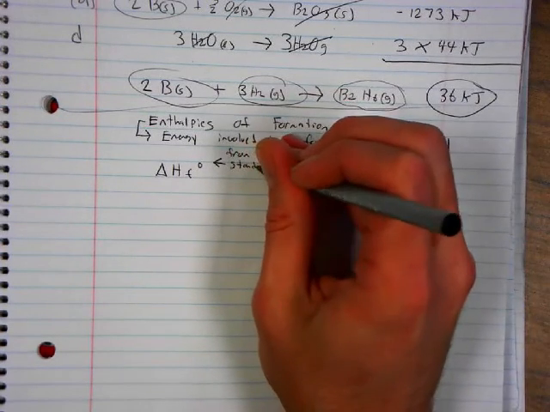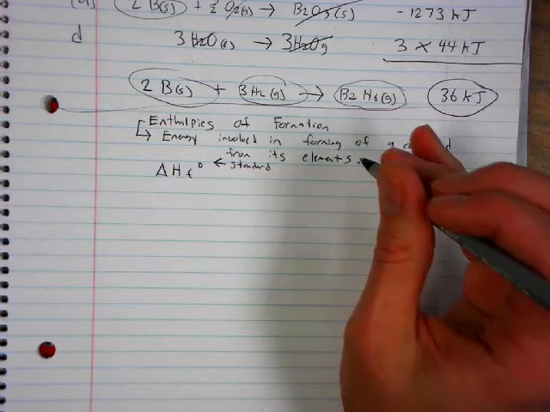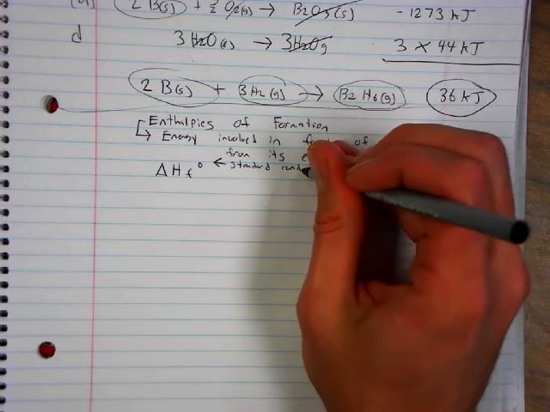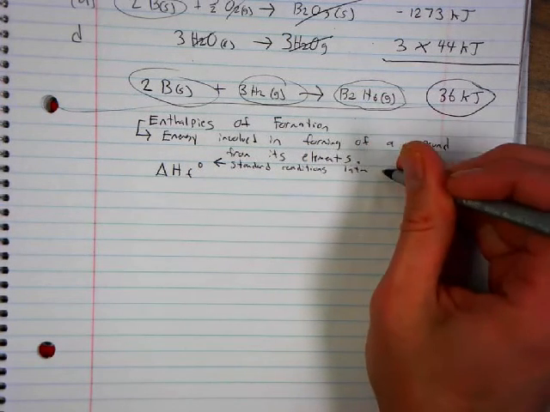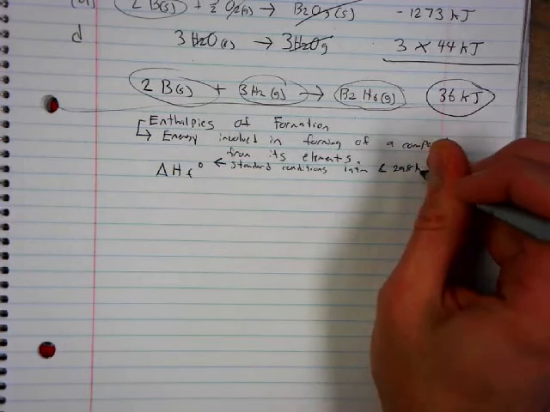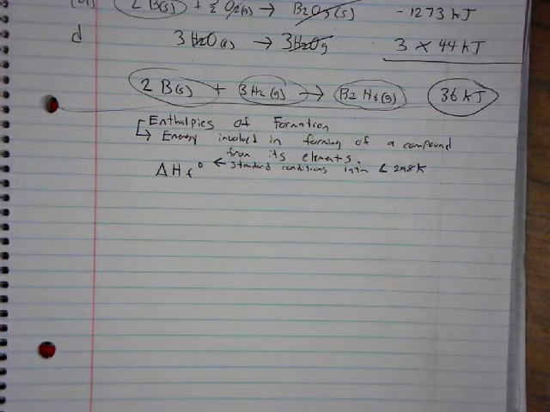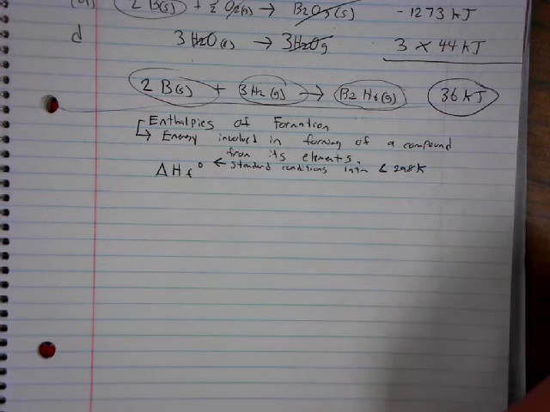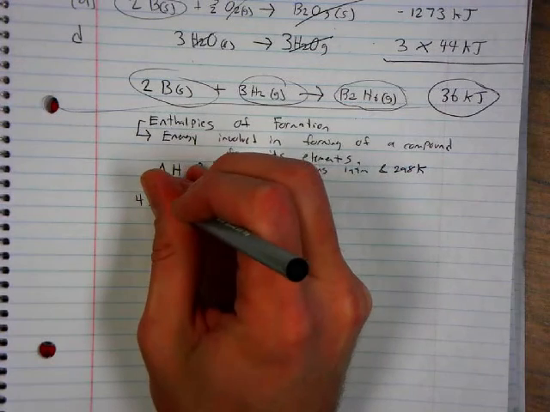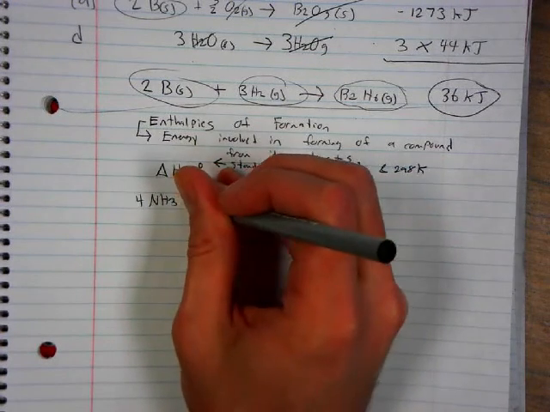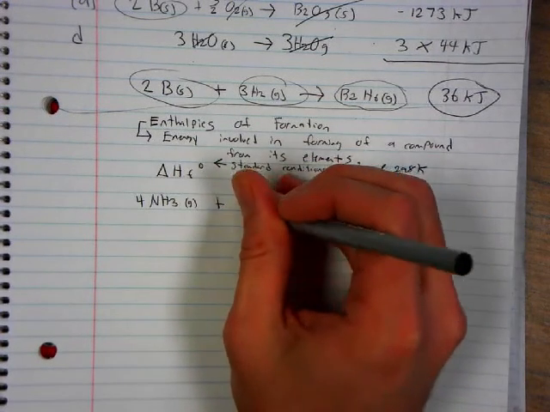From its elements. So the heat of formation is known as delta HF0. And this 0, from now on, means standard conditions. So anytime you see the 0, you know it is standard conditions. And we know that standard conditions are what? 1 atm and 298 Kelvin. Those are our standard conditions.